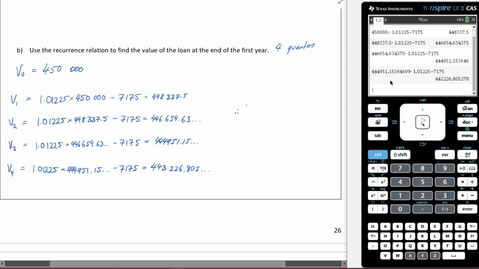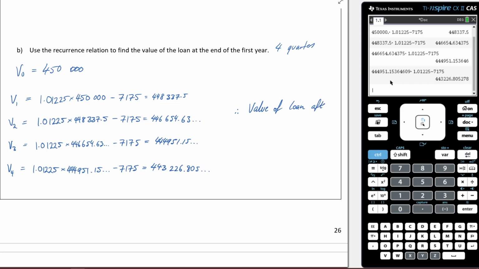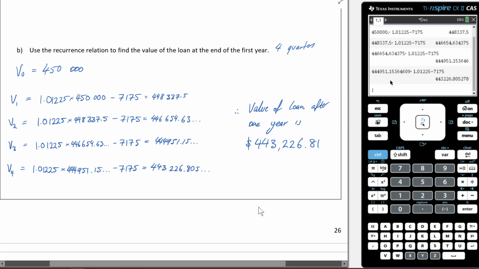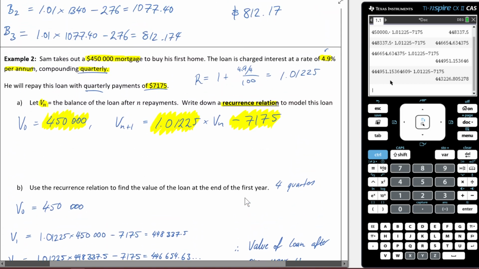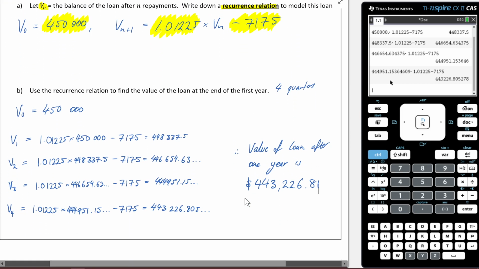Having done all of that, we can therefore say the value of the loan, or you could say the amount owing, after 1 year is $443,226.81. Oh, there you go. That is how you do it. Hopefully that has made sense on how we have approached that question. Quite a bit of working there, but we had to show it because it said use the recursion relation to find the value of the loan after the first year.